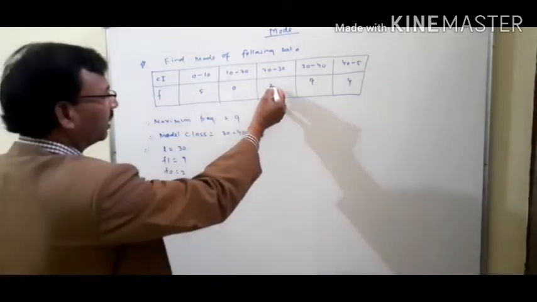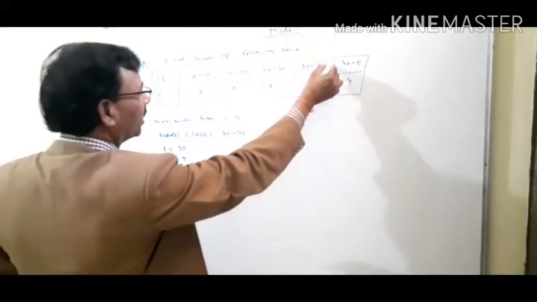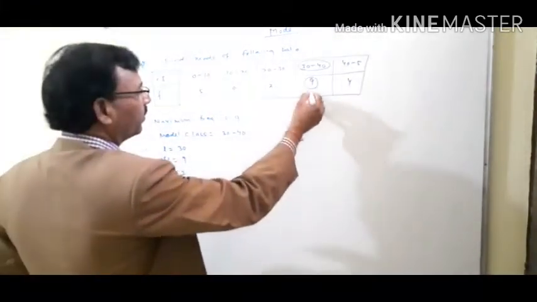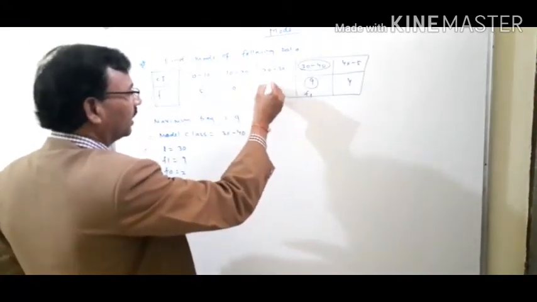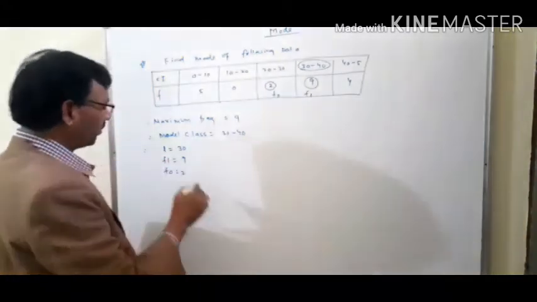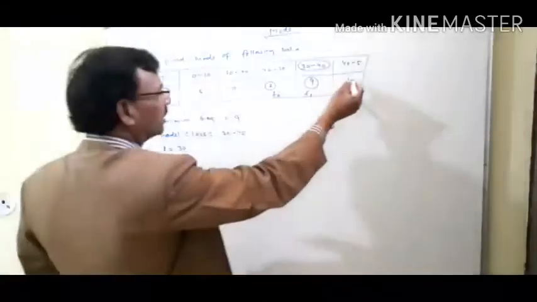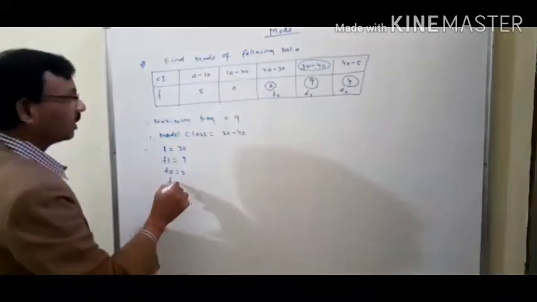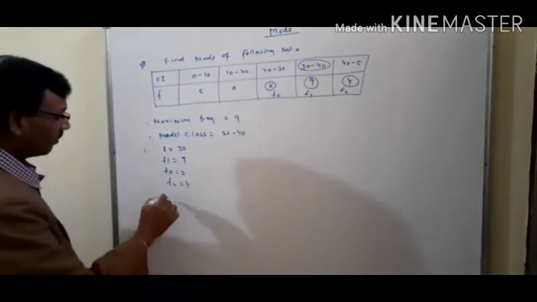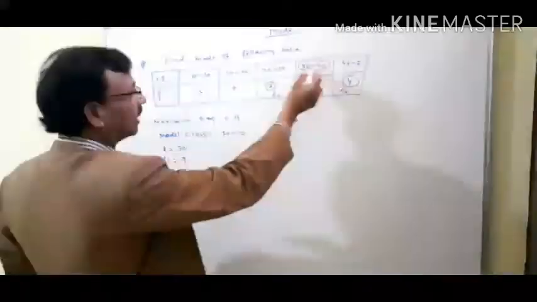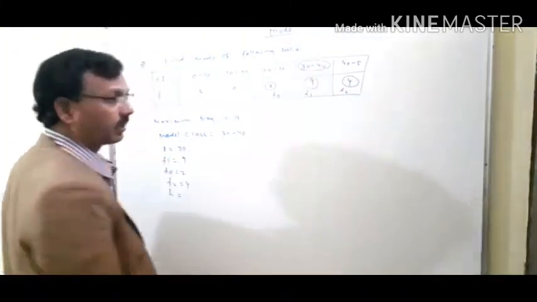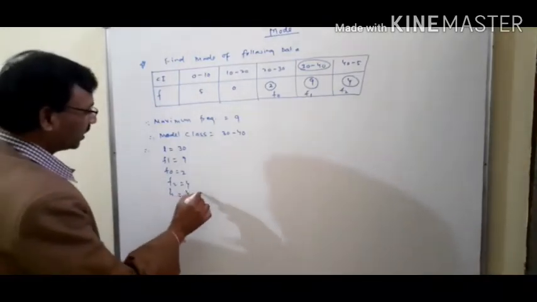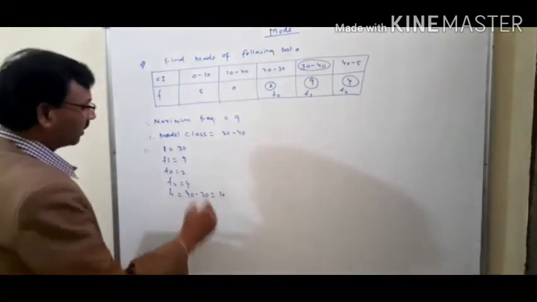F0 means preceding frequency of the modal class. This is the modal class. This is the maximum frequency, that means this is F1. This is F0, the preceding frequency of the modal class. And this is the succeeding frequency of the modal class, that means F2 equal to 4. And H equal to class size, that means the difference of upper limit and lower limit of the modal class, that means 40 minus 30 equal to 10.